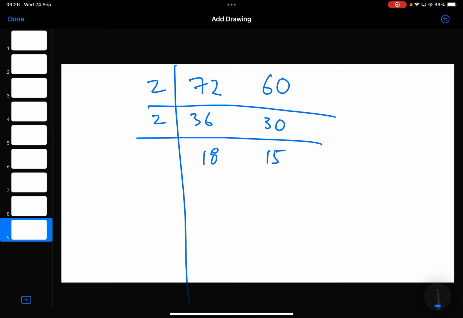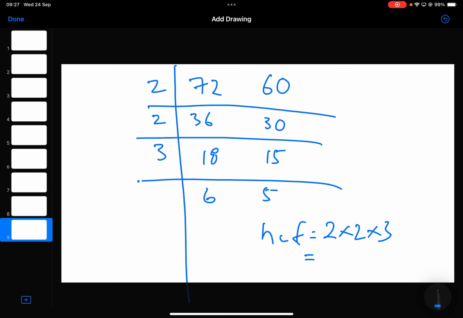Then I will try the next common factor. 18 can divide by 3? Yes. 15 can divide by 3? Yes. So 3 is a common factor. Then I write down. Then 6 and 5 don't have any more common factors, so we stop here. So the highest common factor is made up of all these common factors. So the highest common factor is 2 times 2 times 3. This time round, I am not doing prime factorization, so I don't leave my answer in factors. I have to multiply them together. So the highest common factor is 12.